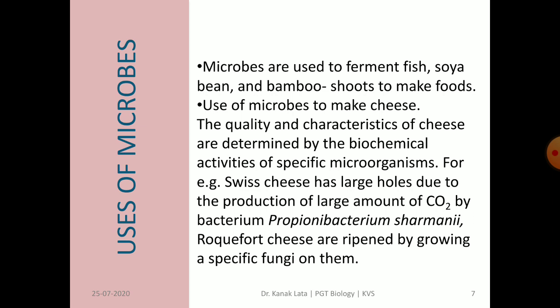There are different varieties of cheese, and they are identified based on their characteristic texture, flavors and taste. For example, Swiss cheese. Swiss cheese has large holes. Why are the holes large? This is due to the production of a large amount of carbon dioxide by Propionibacterium shermanii, whereas Roquefort cheese is ripened by growing a specific fungus on it and that gives a particular flavor. So on this basis the cheeses are also of different types.